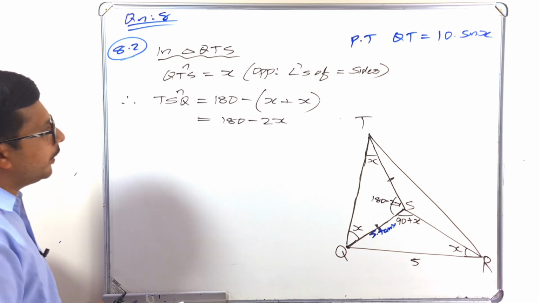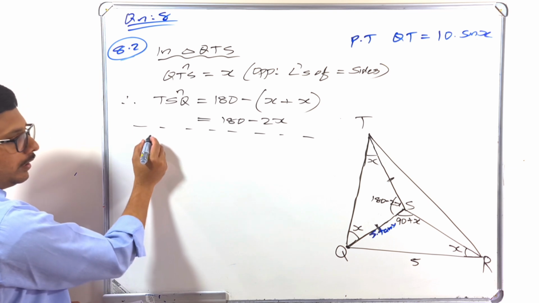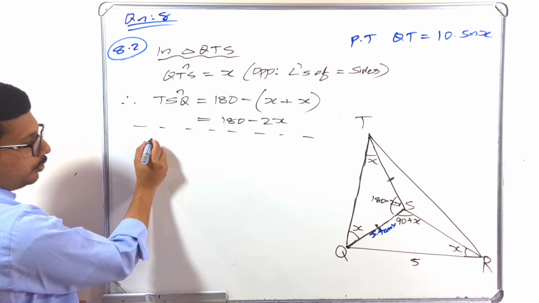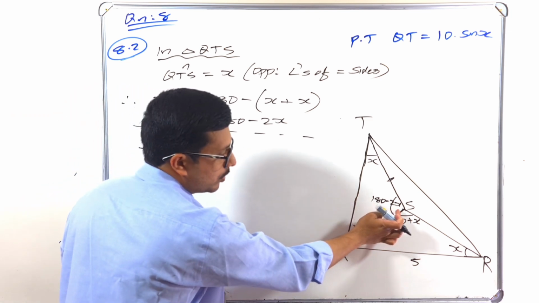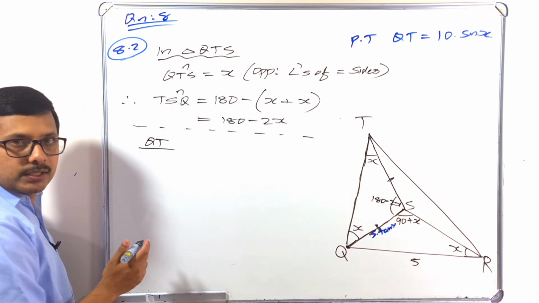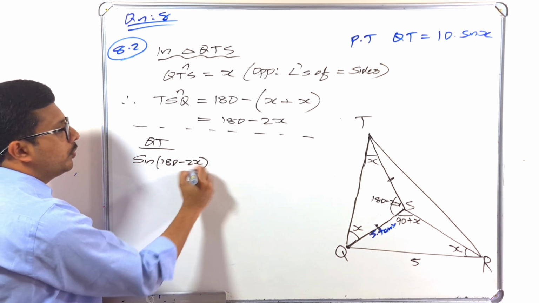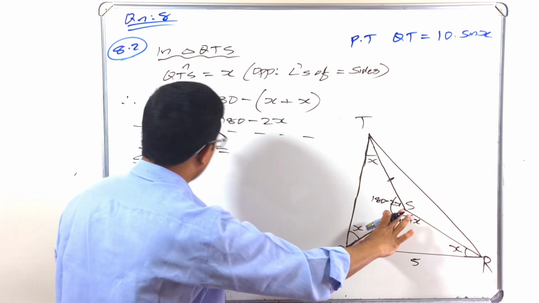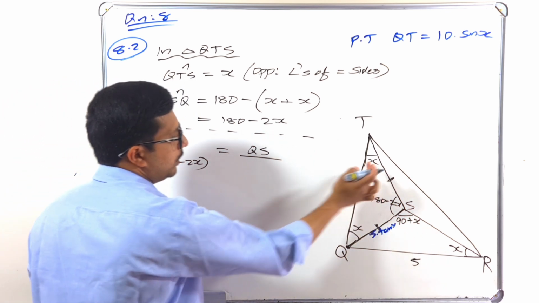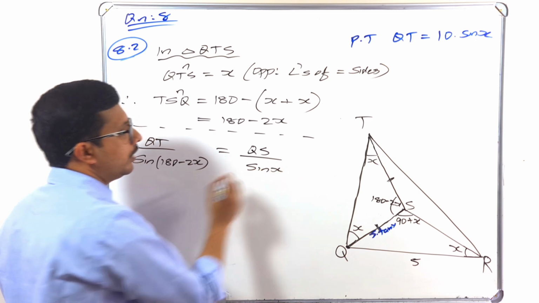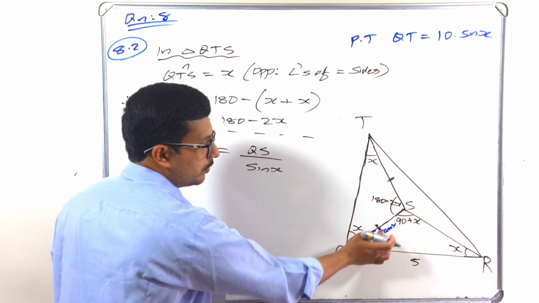So let's stop this one there. Now apply sine rule. QT over sine of the opposite angle. What is the opposite angle? That is 180 minus 2x. Sine of 180 minus 2x is equal to QS divided by sine x. At the same time we know that QS is 5 tan x.